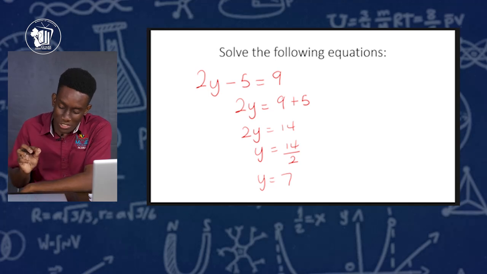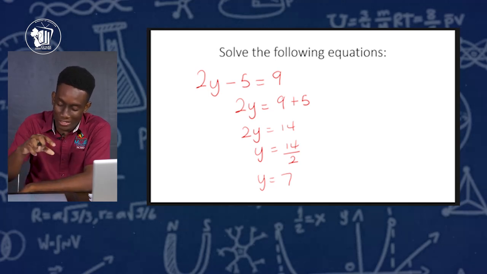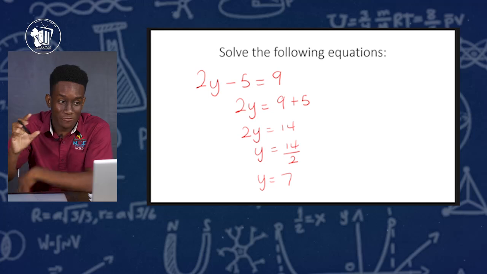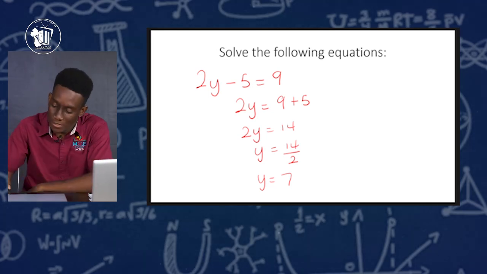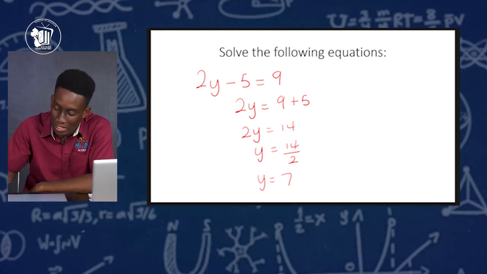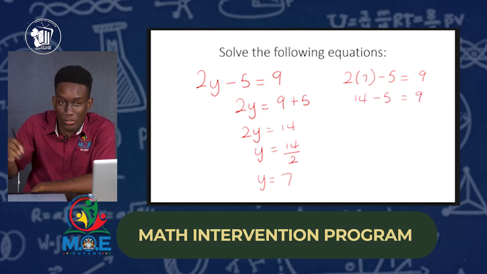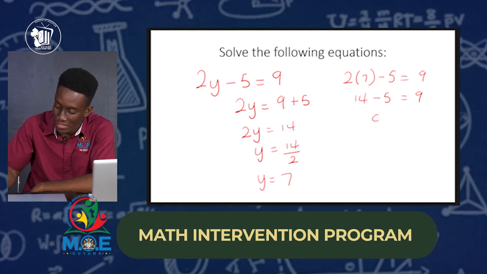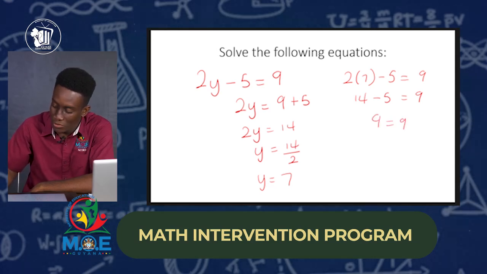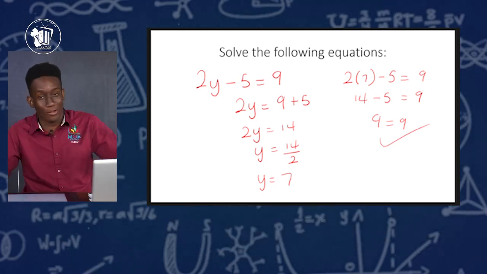So what we do, we can substitute the value of y into the equation to see if it will be balanced. So we have 2y, so we know that is 2 multiplied by y. So instead of y now, we know the value of y is 7. So this will be 2 multiplied by 7 minus 5, and that should give you 9. So 2 7s, 14, subtract 5, that would give you 9. So 14 subtract 5 will of course give us 9. So 9 is equal to 9. So our equation is balanced and we know we got all of our marks.